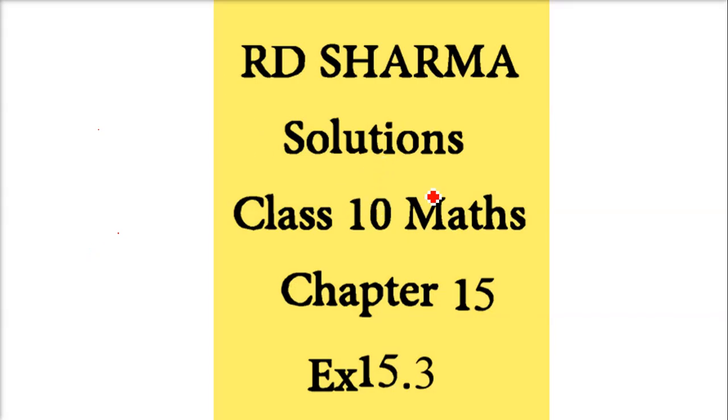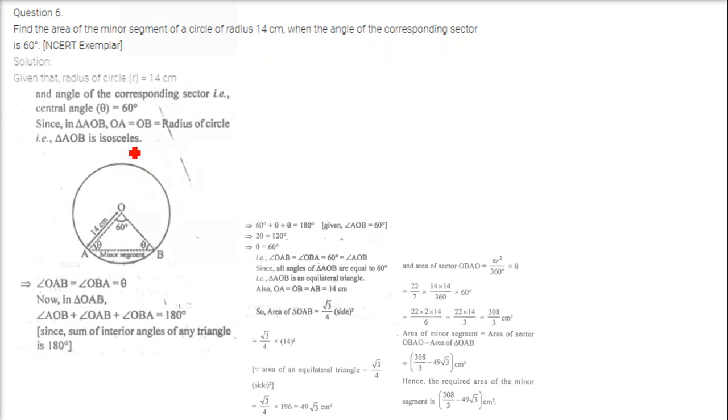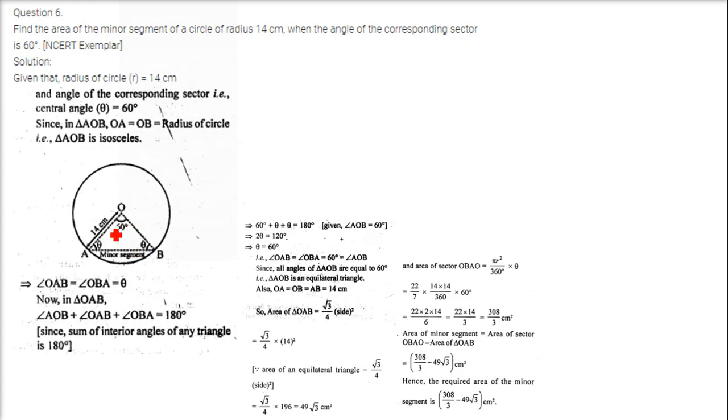We are taking R.D. Sharma Solutions, Class 10 Maths, Chapter 15, Exercise 15.3. Find the area of the minor segment of a circle of radius 14 cm when the angle of the corresponding sector is 60 degrees. So here we can use the direct formula. We have a circle, the radius is given as 14 cm, and there is a minor segment. Here the angle is given as 60 degrees.